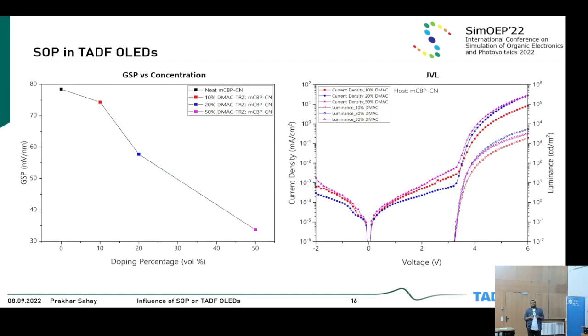It is slightly complicated to see how big of a difference it makes in terms of the electrical properties of the OLED. But what we can see over here is that the GSP of mCBP-CN goes down consistently when doped with DMAC-TRZ. The 10%, 20%, and 50% doping of DMAC-TRZ decreases the GSP of mCBP-CN. But if we look at this JVL curve for the different devices, we see that there is a slight difference in the current density and the luminance, but it's not very evident.